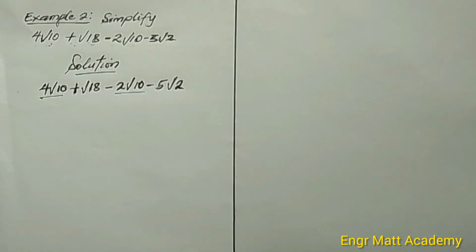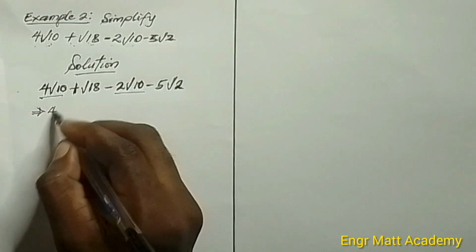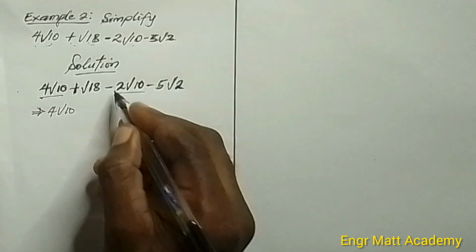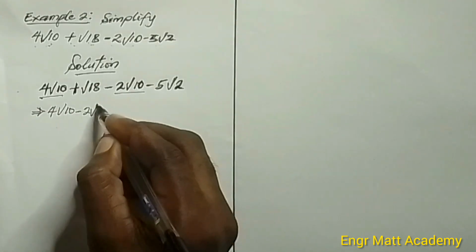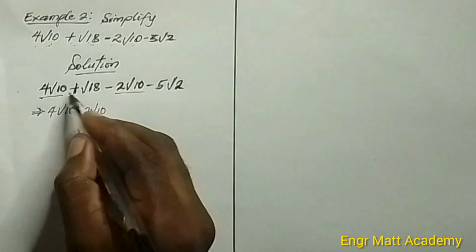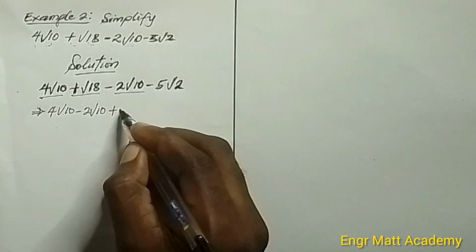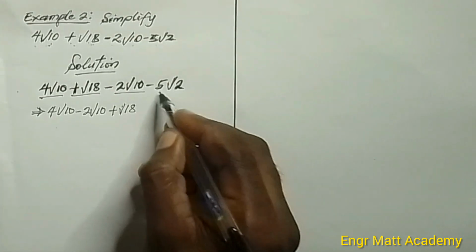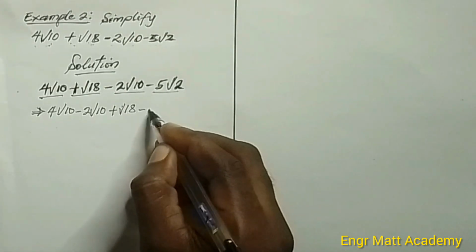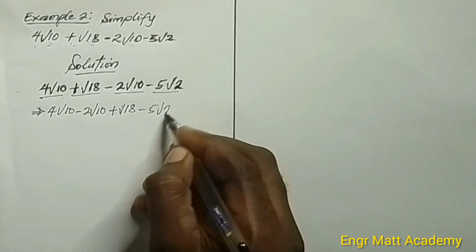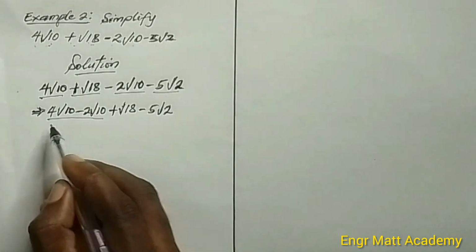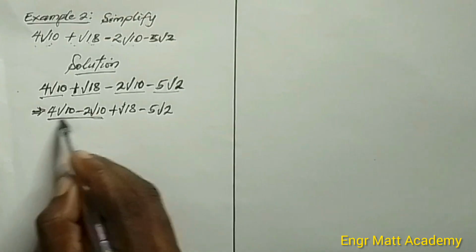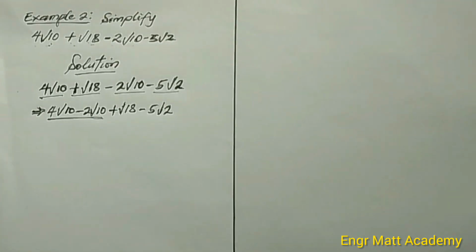These are like surds, so we bring them together. So we say 4 root 10 minus 2 root 10. Let's bring this next, plus root 18, then minus 5 root 2. Now let us handle the like surds. 4 root 10 minus 2 root 10.